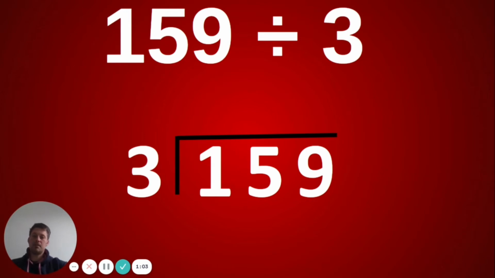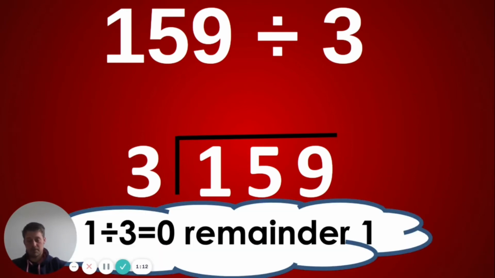So first off, we divide the 3 into 1. How many groups of 3 can we make if we have 1? Well, we can't make any groups of 3 if we've only got 1. So that would be a 0 that we write on top of the bus stop. And we take the 1 and we carry it over into the tens column. So it looks like we've got 15.